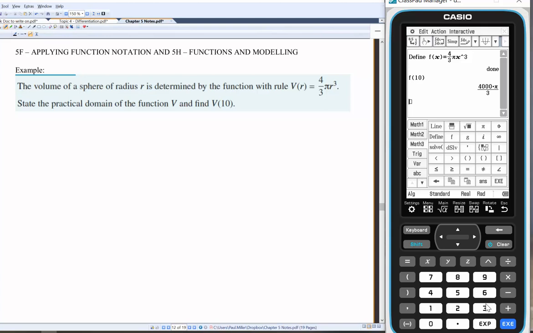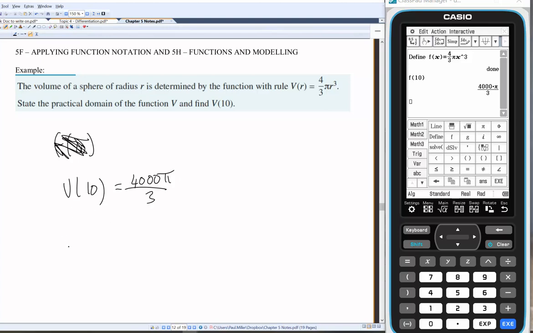So that's easy. So we're going to say that this is V10. Whoops, that's a big mistake there. Be careful. Use the notation that you've used in the question rather than what you've used on the calculator. V10 equals 400 pi on 3. Noting that we don't round this number. We don't do approximations.